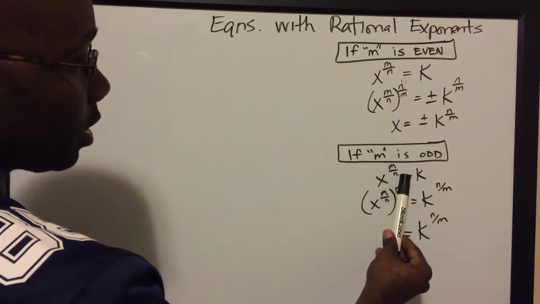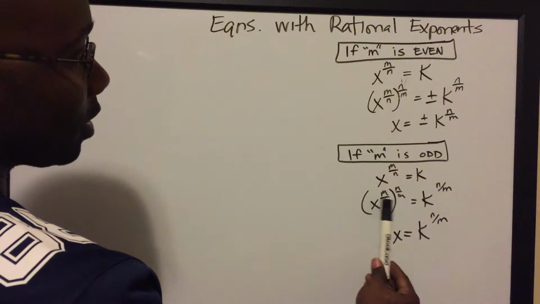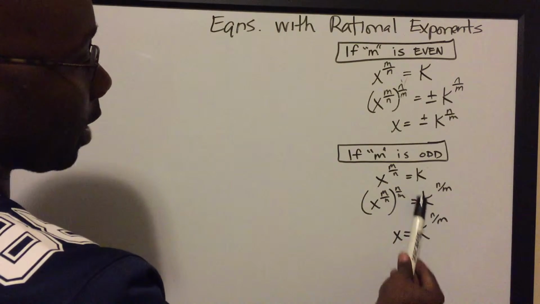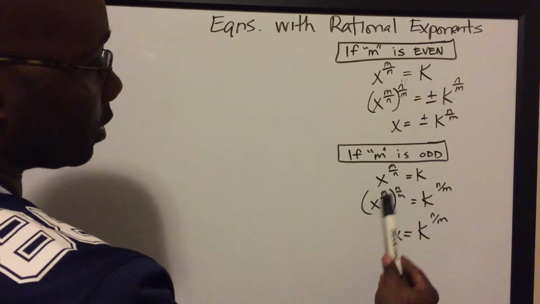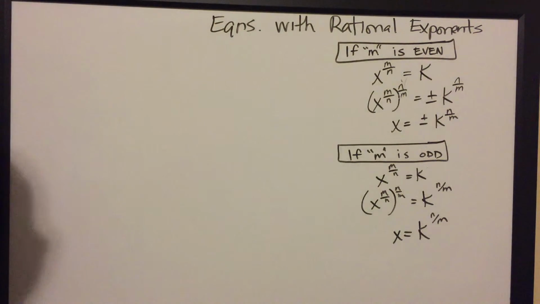Now, if m is odd, x to the m over n equals k. We do the exact same thing. Only difference is we do not have a plus or minus here. Just k is raised to the n over m. It's going to cancel each other out. x is equal to k to the n over m. So let's do an example.